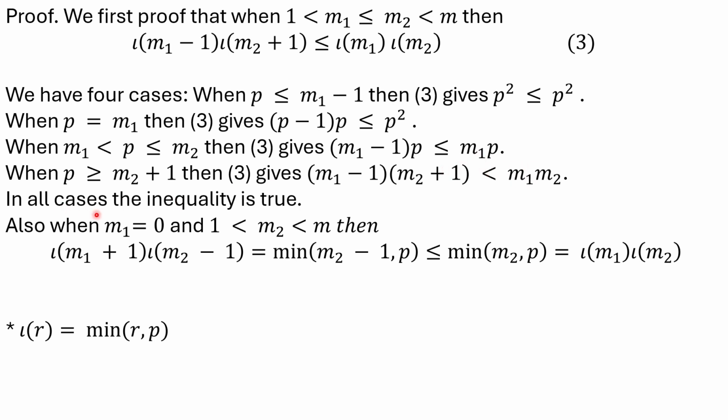Also, we notice that when m1 is equal to 0 and m2 is greater than 1 but less than m, then we have L of m1 plus 1, which is 1. L of m2 minus 1 is going to be the minimum of m2 minus 1 and p, by definition, which is less than the minimum of m2 and p, which equals L of m1 because this is 1, and L of m2 because this is the definition.